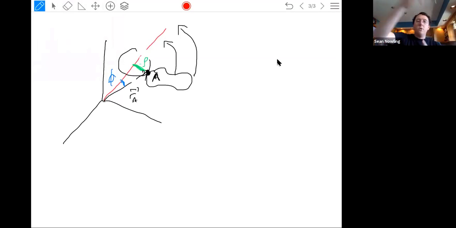So the object is rotating around. So here's the red axis. The object, say my pen, is rotating around like that. And the angle that the rotation makes, the angle between the line of the axis of rotation and, it's kind of like a cone being swept out by this R sub A vector as it moves around. That angle we're going to call phi.